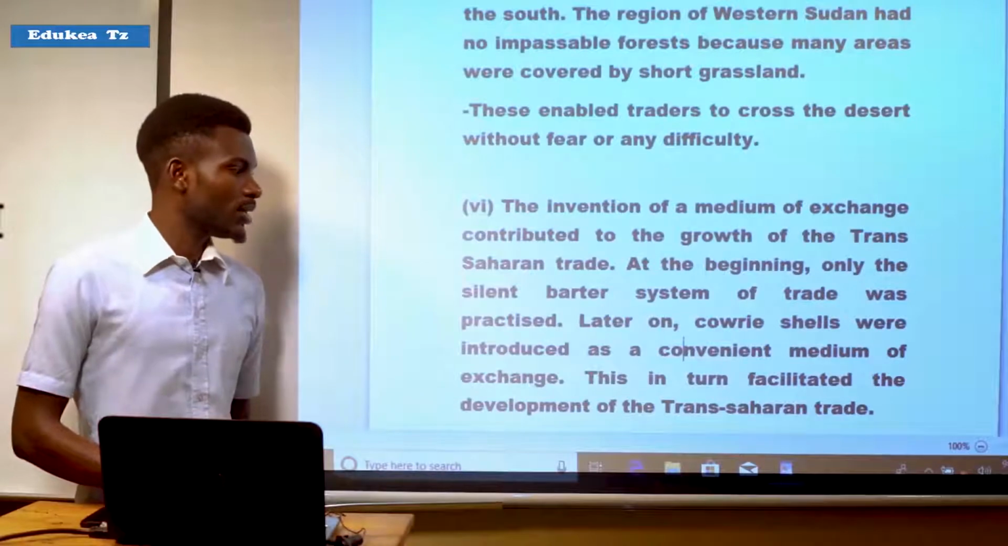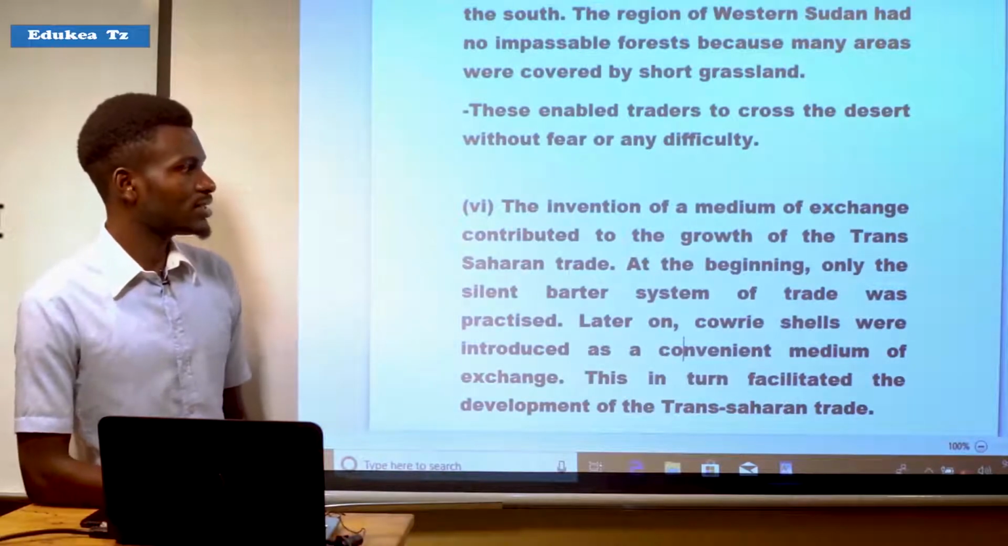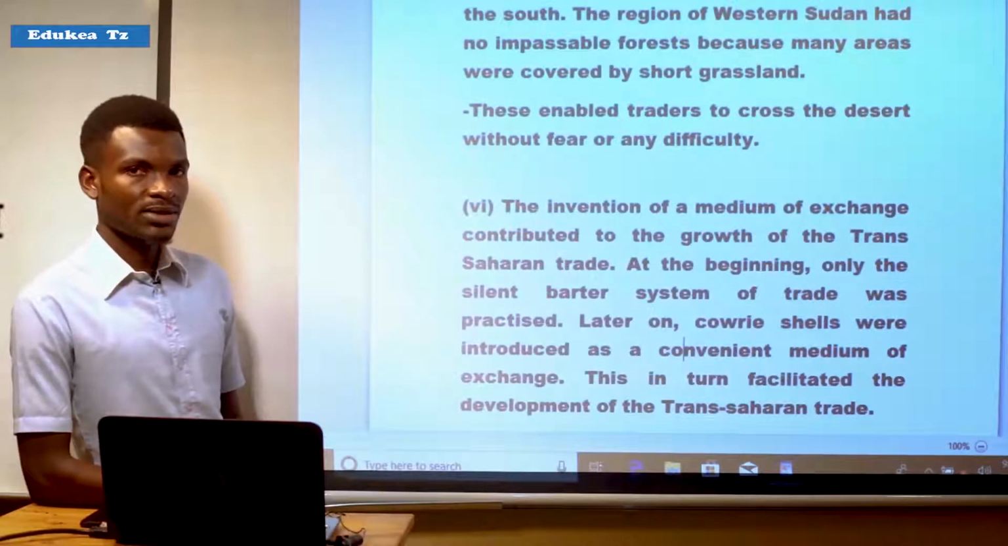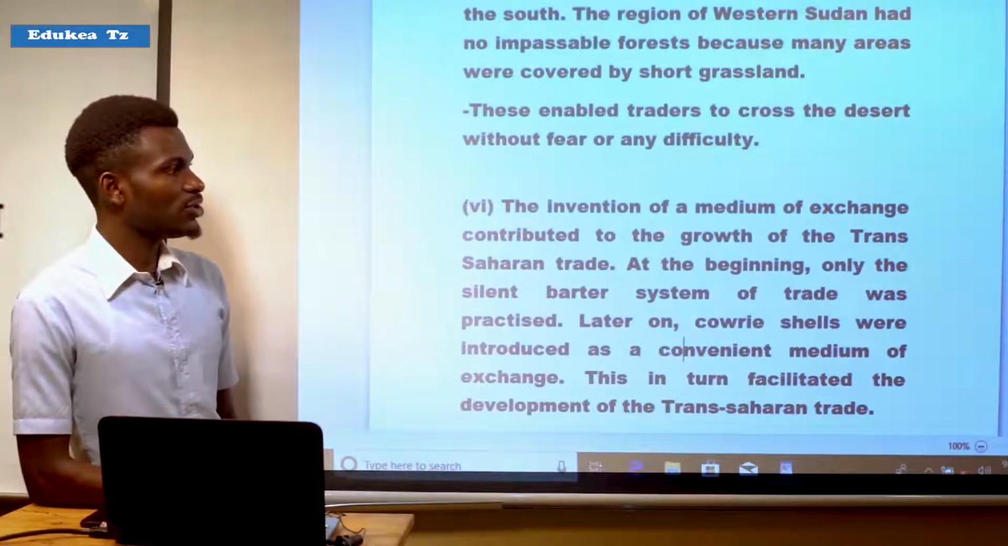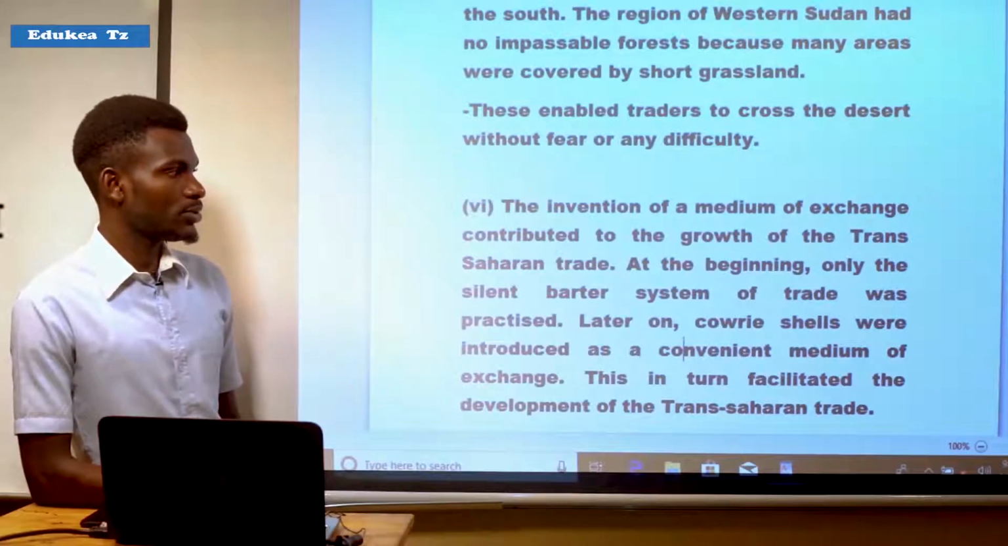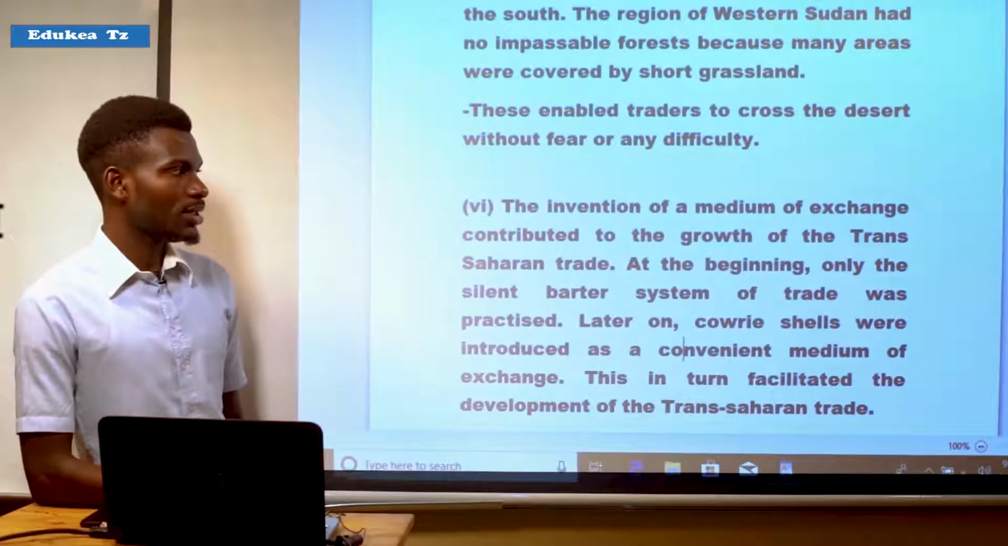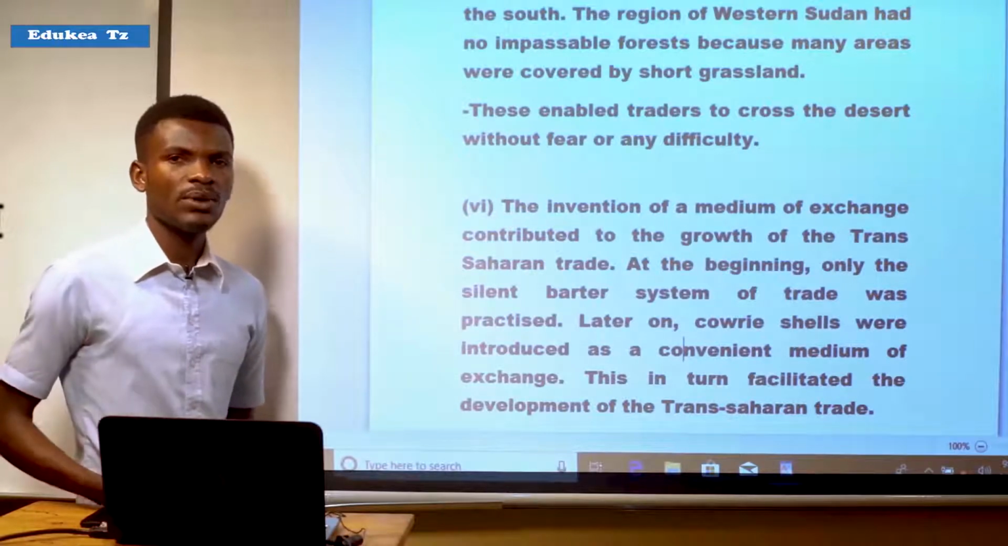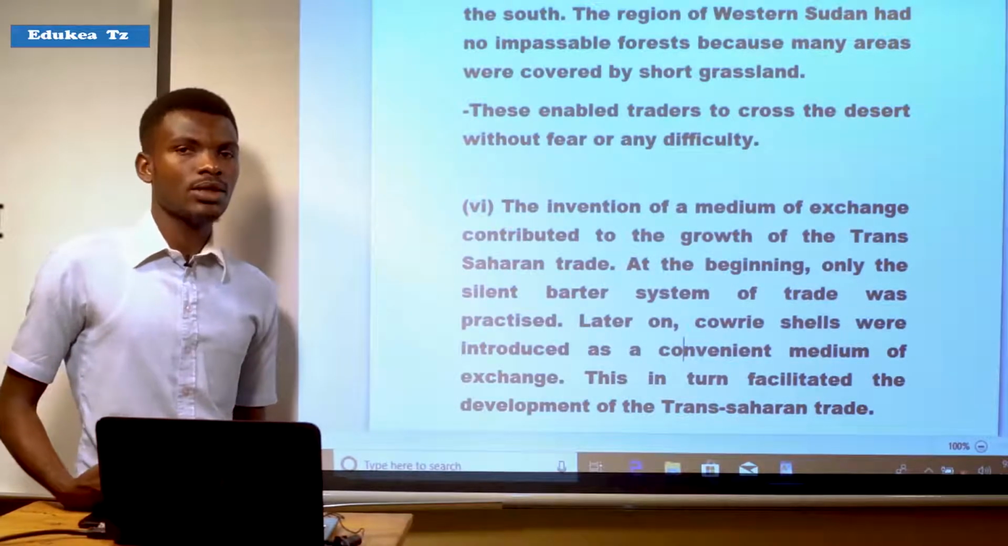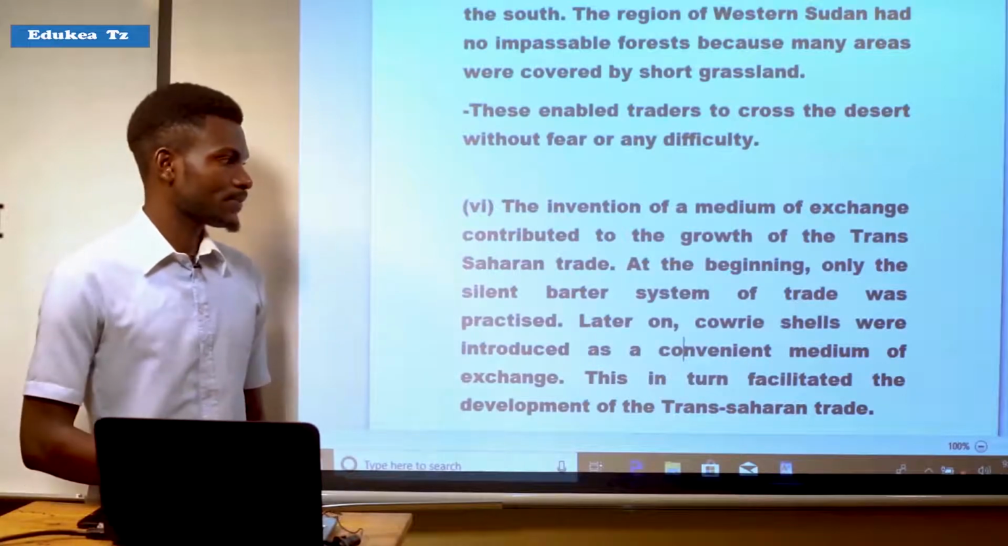Also, another factor for the growth of transatlantic trade was the invention of a medium of exchange, which contributed to the growth of transatlantic trade. It means that there was the invention of a medium of exchange that was used in trading activities.